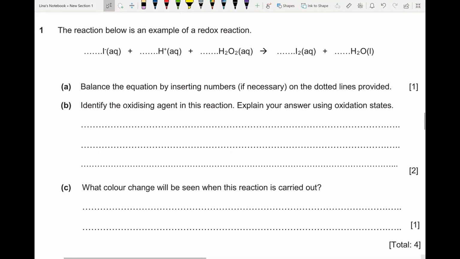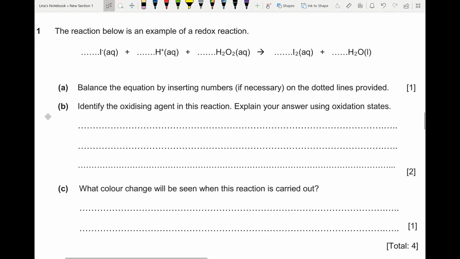Next question is a structured question. Remember to pause the video anytime you need to read the question. You need to balance the equation by inserting numbers on the dotted line provided. So let's take a look at iodine. On the right hand side you have 2 iodine, on the left you have only 1 iodide, so you need to multiply that by 2. On the left hand side you have 2 oxygen, on the right you have 1 oxygen, so you need to multiply that by 2 to make sure that the number of oxygen is the same before and after reaction.